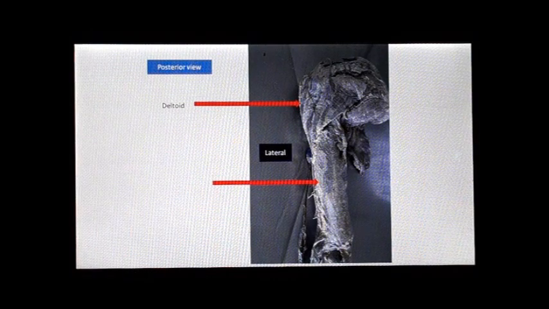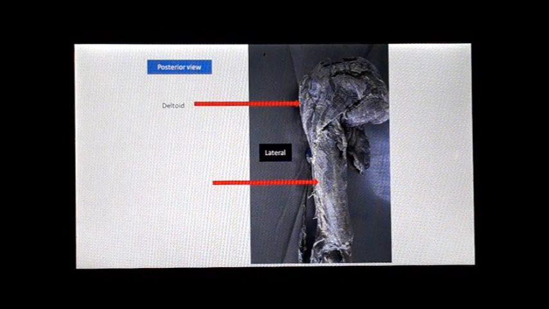The nerve supply of it is by the axillary nerve. As for action, the anterior fibers help in flexion of the shoulder, the middle fibers in abduction of the arm above 15 degrees, and the posterior fibers in extension at the shoulder joint.